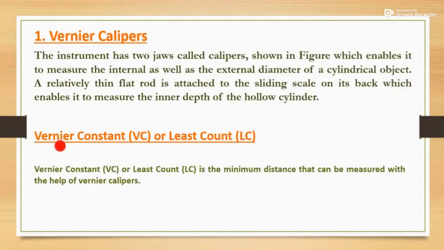Now, vernier constant or least count. This is the main part of the instrument. We will now learn how to measure the least count of the instrument. The vernier constant or least count is the minimum distance that can be measured with the help of the vernier caliper. Now let's find out what the least count is.